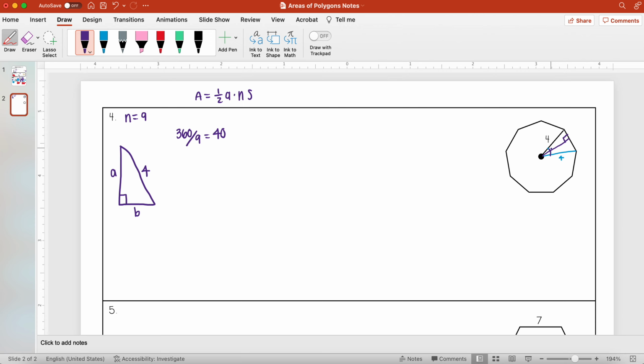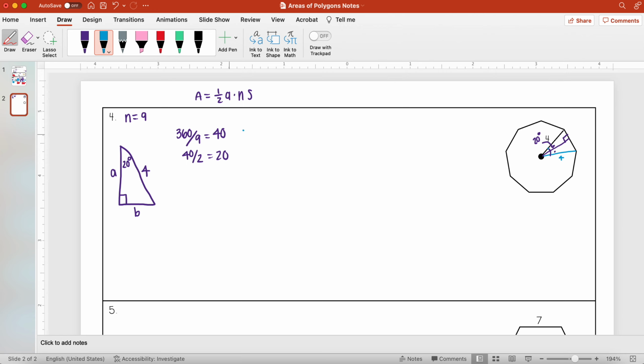However, we also learned that the apothem bisects my central angle. So that means that both of these angles here are going to be the same. And so I can figure out this angle measure right here by doing 40 divided by 2, and I get 20 degrees. So this angle right here is 20 degrees. Now this becomes a trig problem where we can find a and b using our trig.